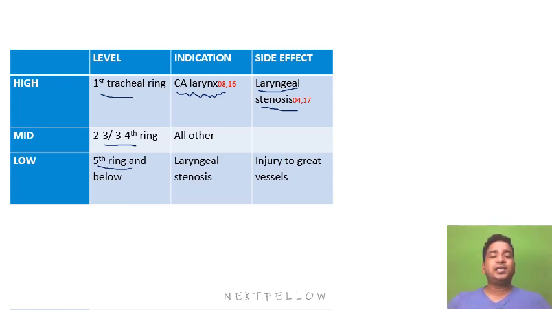So what are the disadvantages? There will be more chances of injury to the great vessels. We all know that in the midline, at the suprasternal notch, the arch of aorta and the brachiocephalic trunk will be there, and there will be the thoracic vein, etc. Okay.